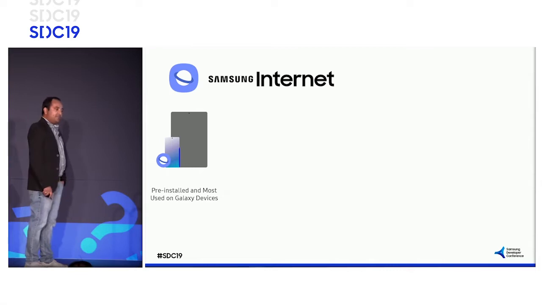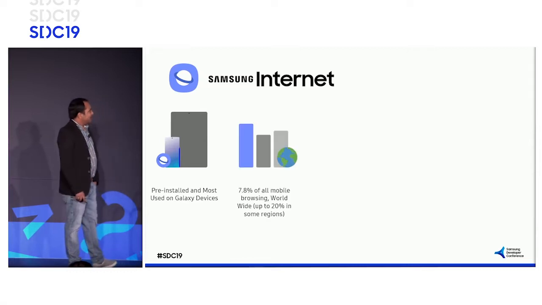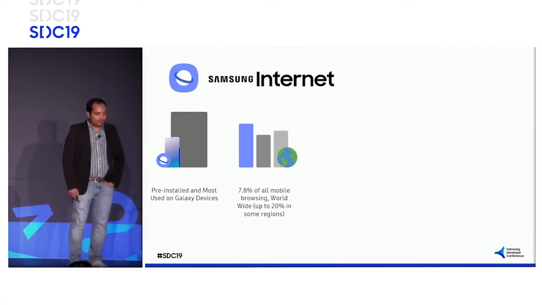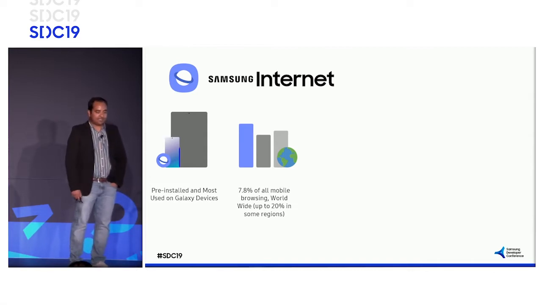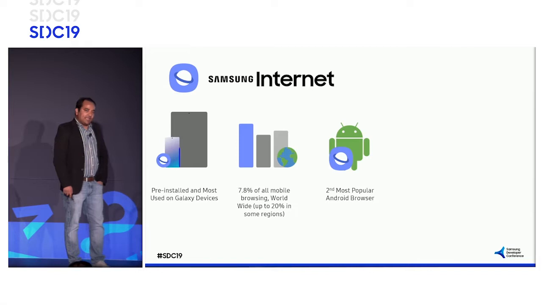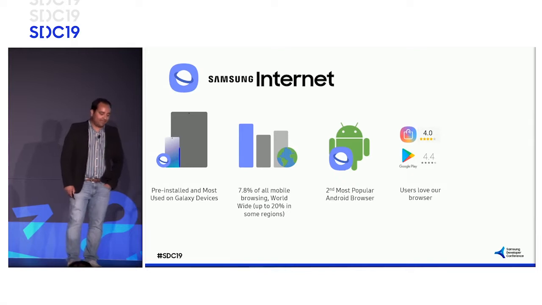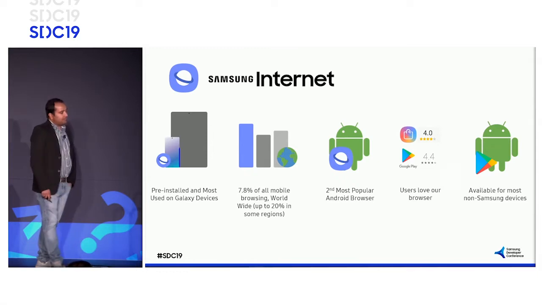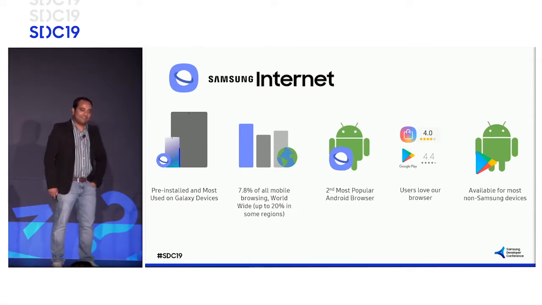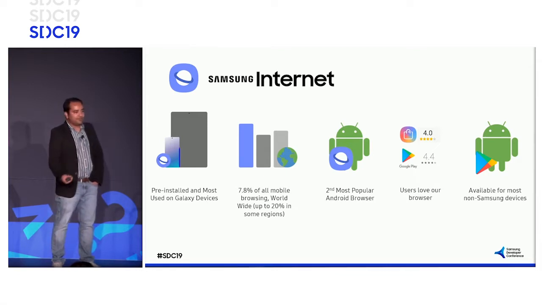Samsung Internet is the pre-installed and most used browser on Galaxy phones. It's got 7.8% of browsing traffic over all mobile traffic, and in some regions it's 20%, and this includes all mobile traffic, iOS, Android, everything. It's the second most popular Android browser, and our users love it. We have a really high rating on the browser app. And not many of you know, Samsung Internet is actually also available for non-Samsung Android devices. So if you have an Android device by somebody else, I hope you don't, but if you do, you can try.